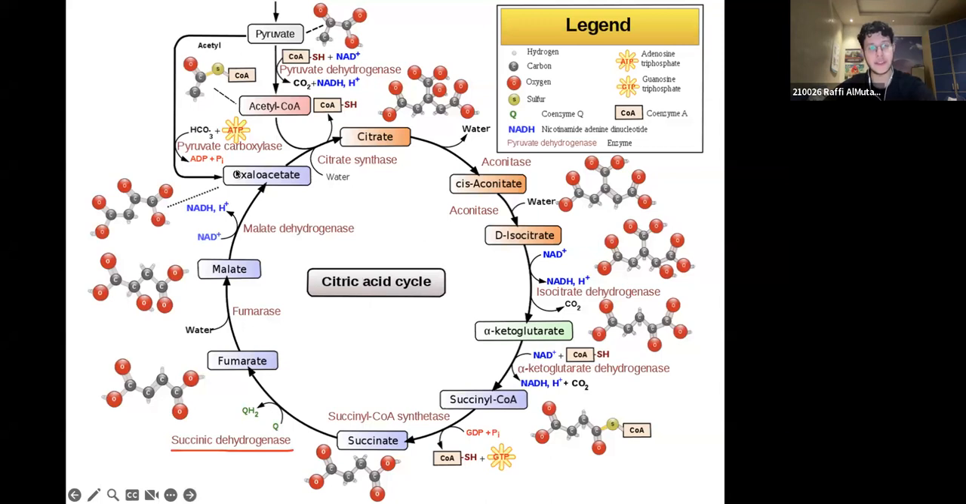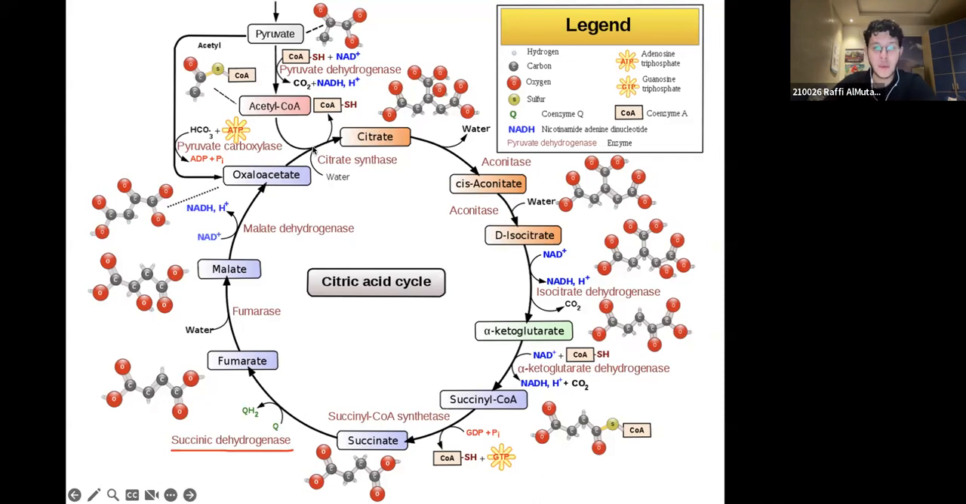Now, this part of the TCA isn't as important. This cycle is very important. You need to be very familiar with the cycle. I know it's a lot, but I have mnemonics at the end to help you guys. Kind of, if they work. I hope they work, but don't count on them.